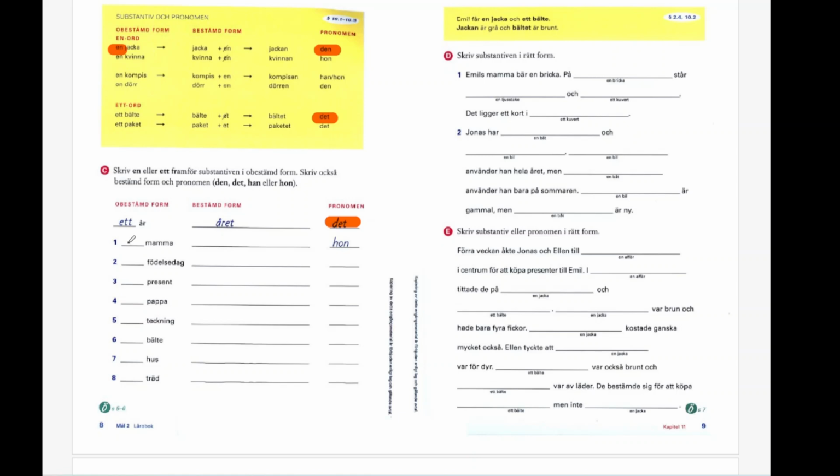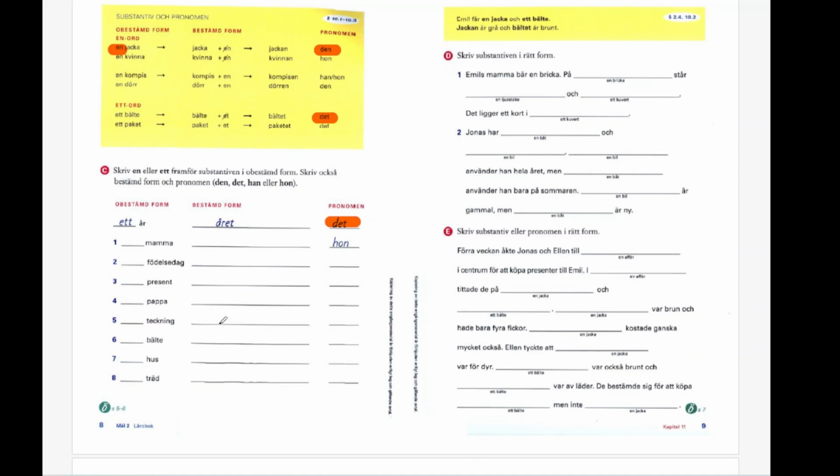And mamma is an n word, so you're going to write mamman, and mamma is she, so hon. Dog is basically an n word, so en födelsedagen, and it's den. Present is en, so presenten, den. Pappan, the dad, han. Teckning is en, teckningen, and it is den. So beltet, we see beltet, it's ett bälte, beltet. Det. Hus, and the house is an ett word, so ett hus, huset, det.